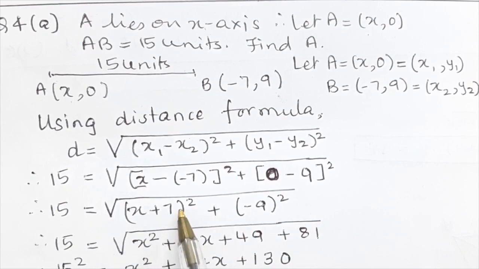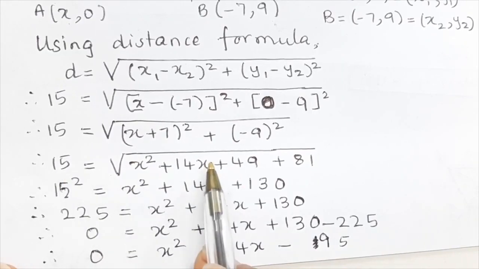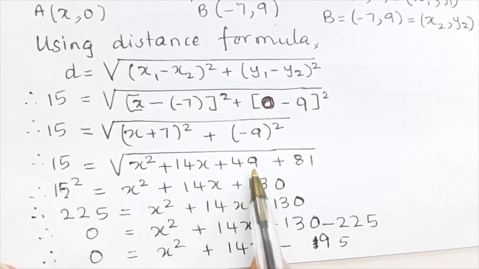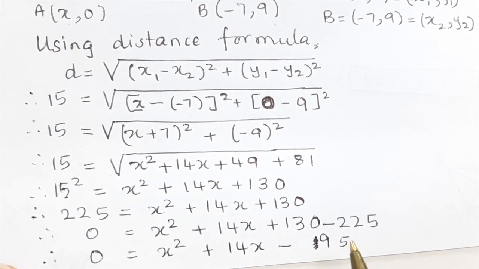We are using a plus b whole square formula, which is a square plus 2ab plus b square. Now we are going to square both sides. So 15 square will be equal to this. We write without the square root sign. So x square plus 14x and 49 plus 81 is 130. 15 square is 225. This we write as it is. Take 225 that side. So you will have 0 equal to x squared plus 14x minus 95.